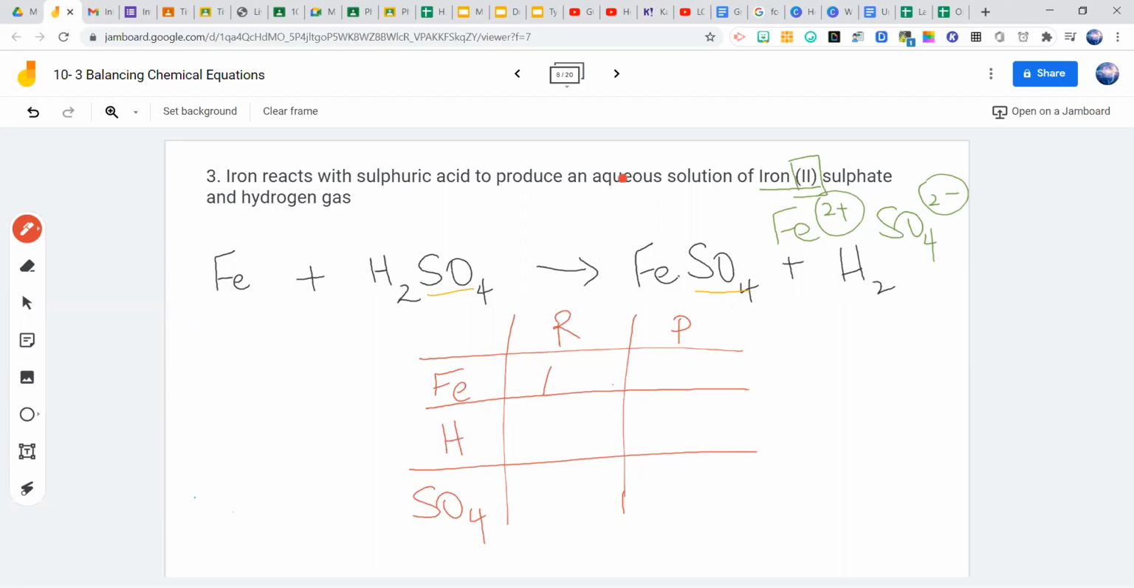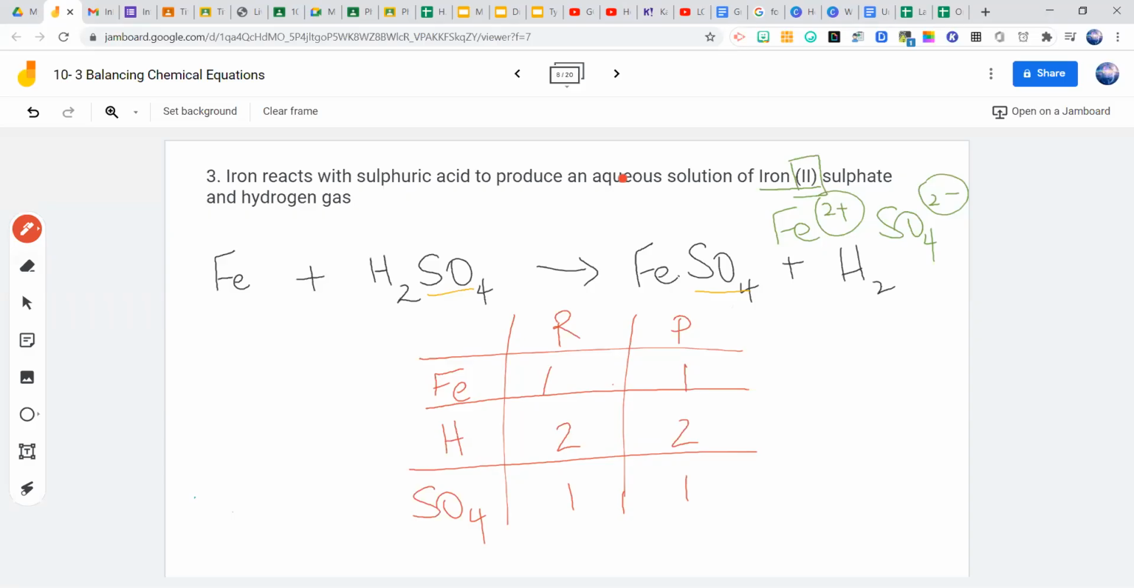Look at my product side, I also have one. Hydrogen, in my formula, I see H2, so I know I have two hydrogens. And then H2, so I have two here. Sulfate, one each. What are you noticing from the table? Miss, all of them are balanced.